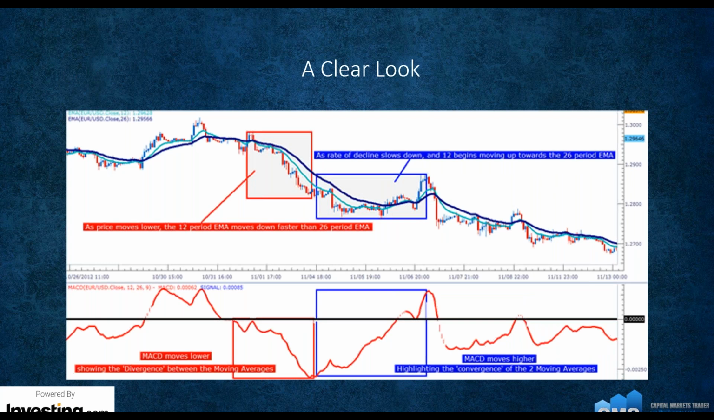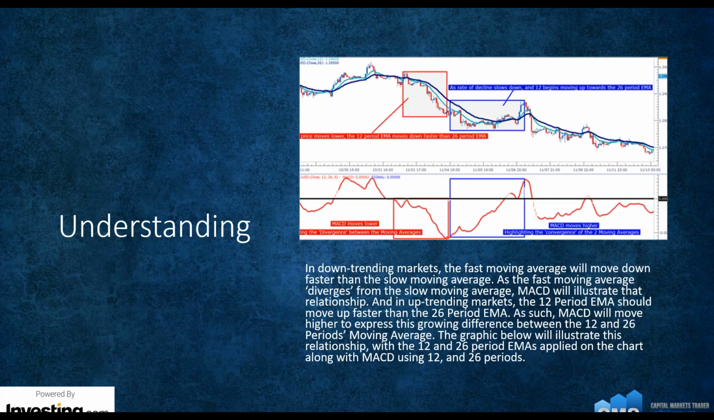So in downtrending markets, the faster moving average will move down faster than the slower moving average. As the fast moving average diverges from the slow moving average, MACD will illustrate that relationship. And in uptrending markets, the 12-period EMA should move faster than the 26-period EMA. As such, MACD will move higher to express this growing difference between the 12 and the 26.